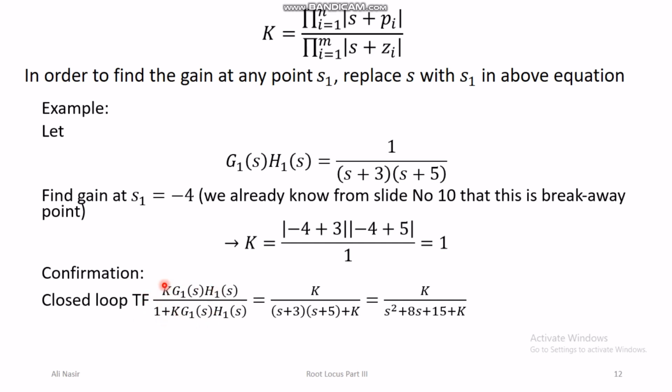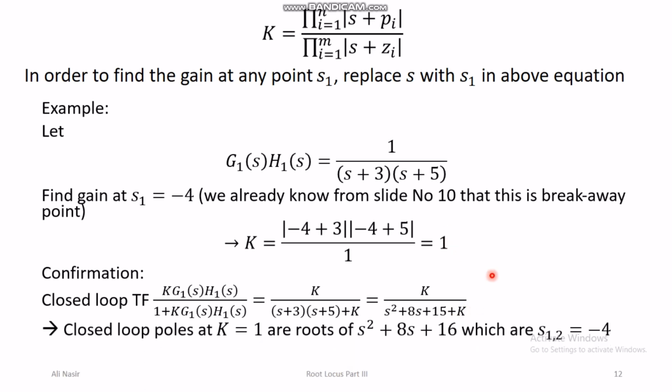This is the closed loop transfer function, and when you simplify it, this is the characteristic polynomial of the closed loop transfer function. We can put k equal to 1 here and calculate the roots of this equation, and the roots at k equal to 1 should be -4, a repeated root.